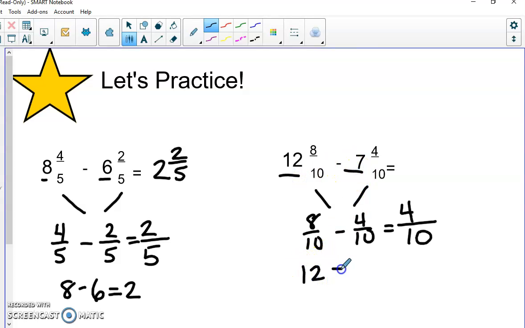12 take away 7 equals 5. I decomposed to solve, and now I need to put it back together for my answer. 5 and 4/10.